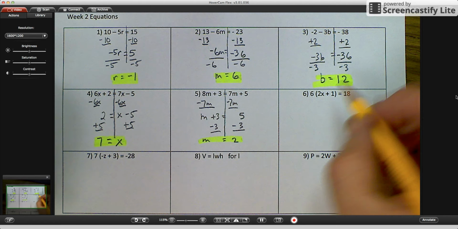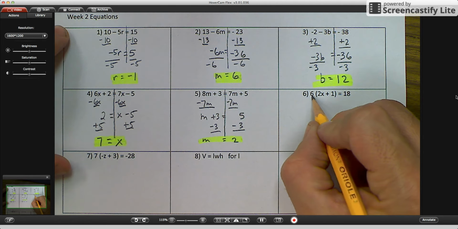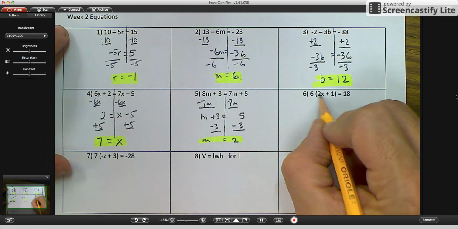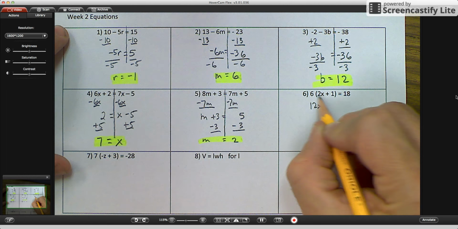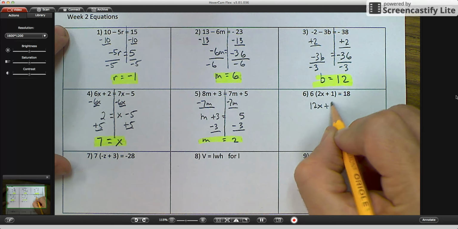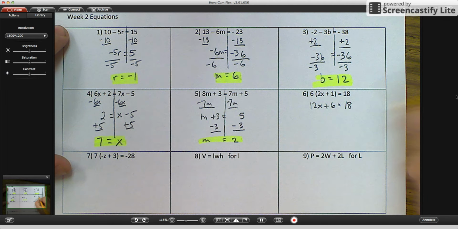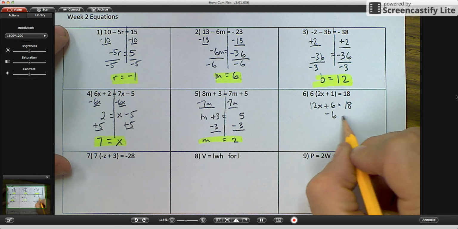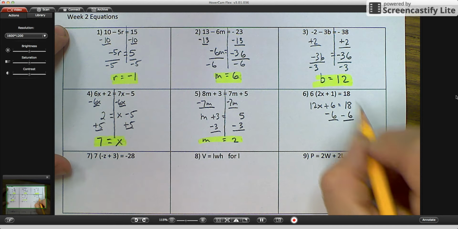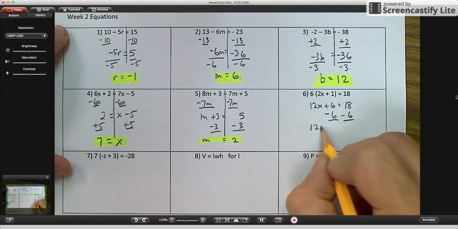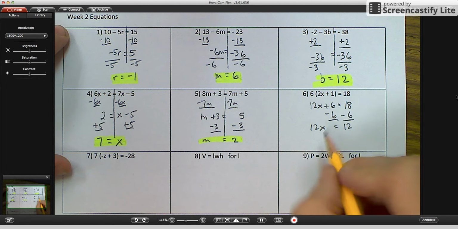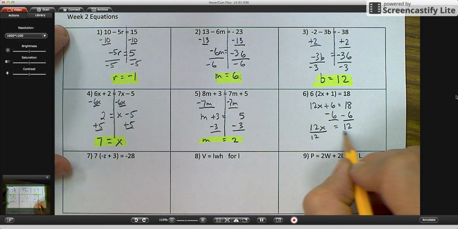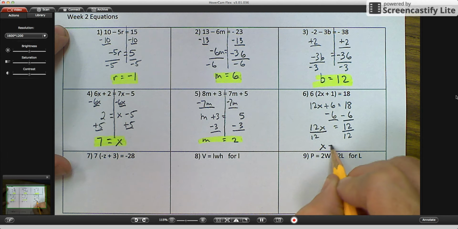Number 6 looks a little different. We have a set of parentheses, so we need to distribute. So 6 times 2x is 12x. 6 times a positive 1 would be plus 6 equals 18. We're going to isolate our variable by subtracting 6 from both sides. So we get 12x is equal to 12. Divide by 12. X equals 1.